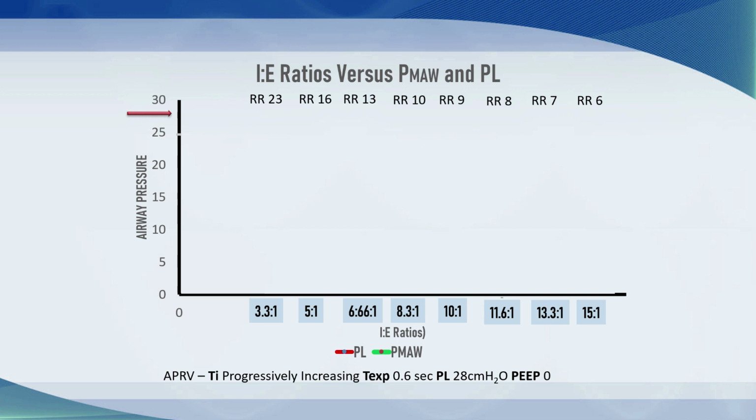As we are doing extreme inverse ratio ventilation, I'm starting off with a ratio of 3.3 to 1, corresponding to 23 breaths per minute, and then reducing the rate progressively until we arrive at 6 breaths per minute, or a ratio of 15 to 1. You can see here the respiratory rates are on the top. What we want to do is maintain a mean airway pressure of 25 centimeters of water or more without spontaneous breathing, while giving as many breaths as possible to remove carbon dioxide. So let's see what happens.